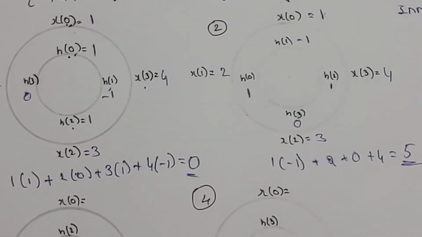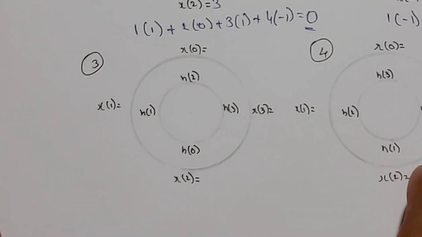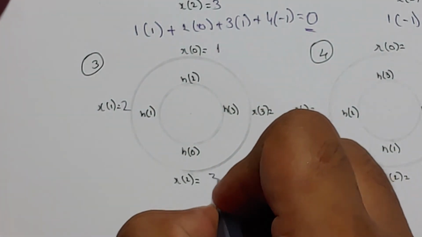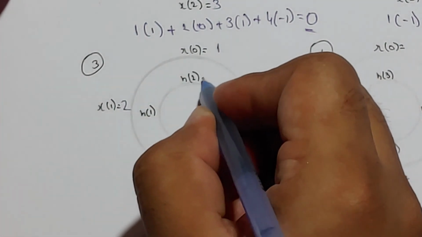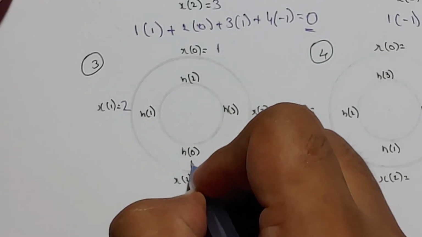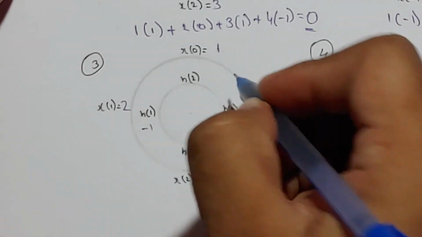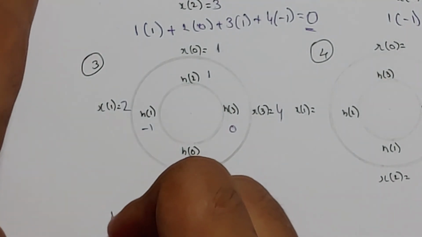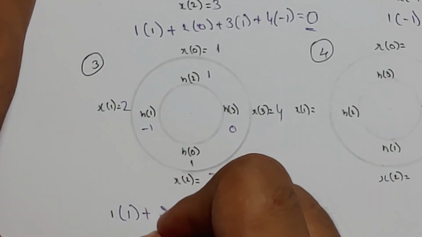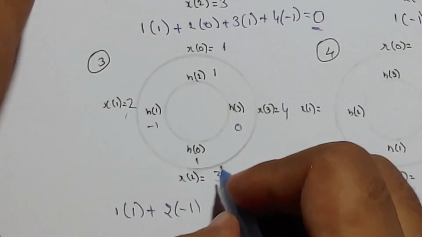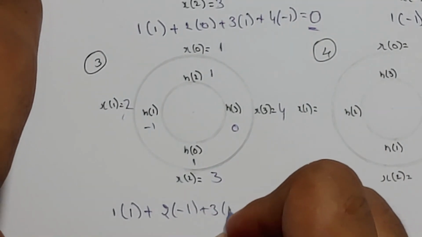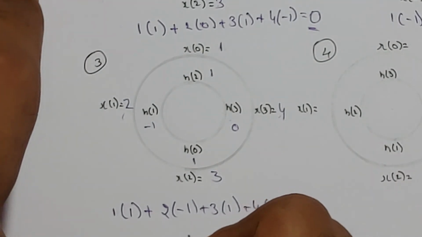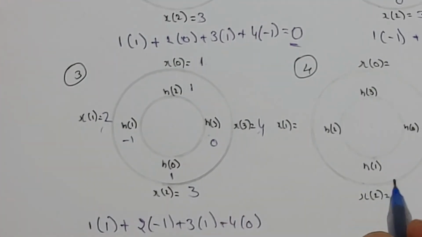Let us solve for the next sequence. 1, 2, 3 and 4. Here h is 1, minus 1, 1 and 0. 1 into 1 plus 2 into minus 1, next 3 into 1, next 4 into 0. We will end up with the answer 2.